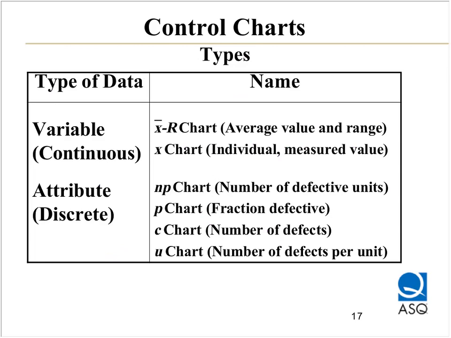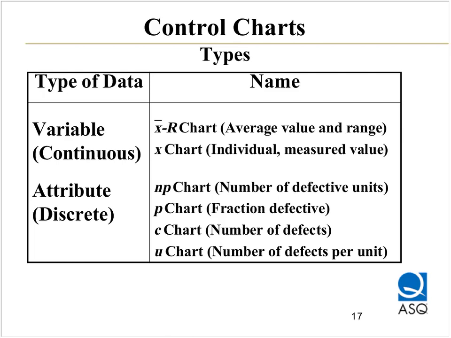For attribute or discrete data, we have four separate charts from which to choose. One is known as the NP chart. That's when what you're interested in is the number of defective units. The P chart, which is all about fraction defective. The C chart, which is all about the number of defectives. And the U chart, which is the number of defects per unit.